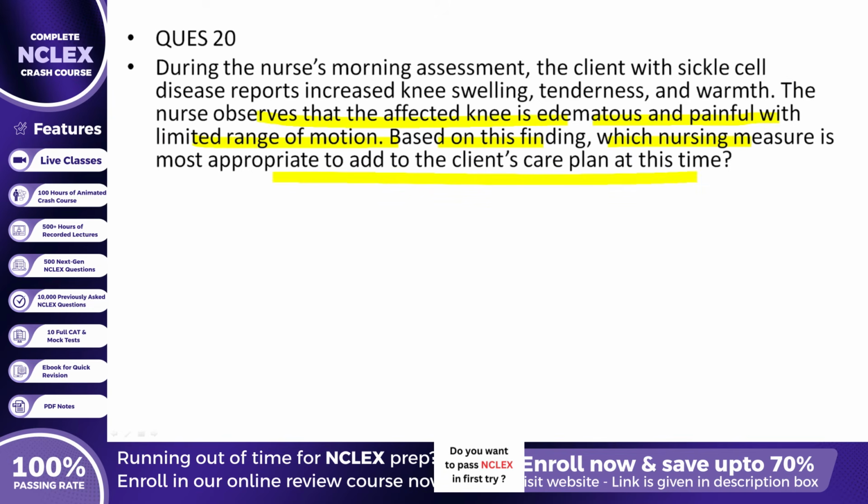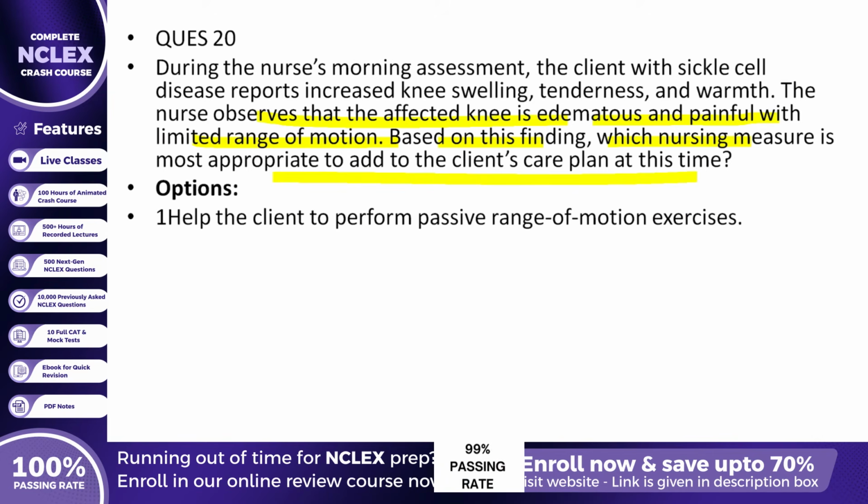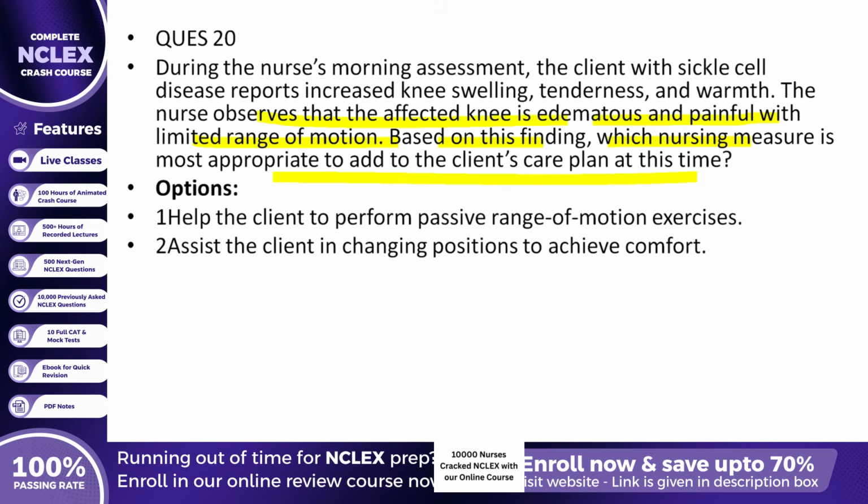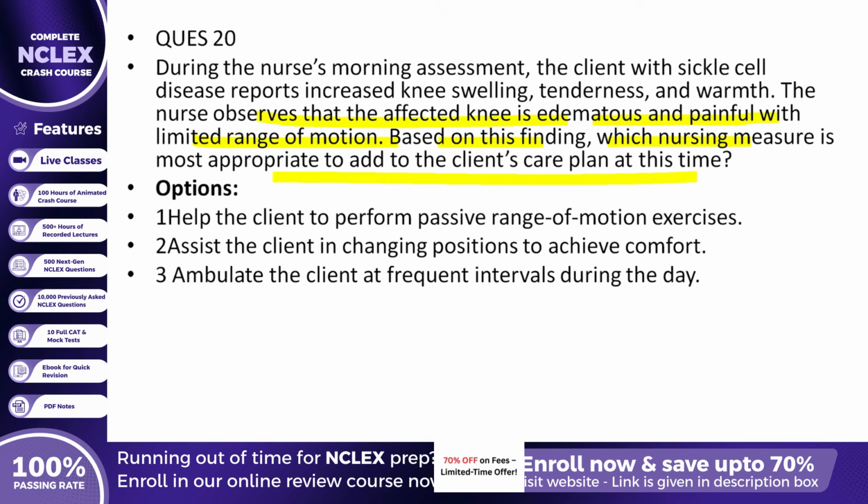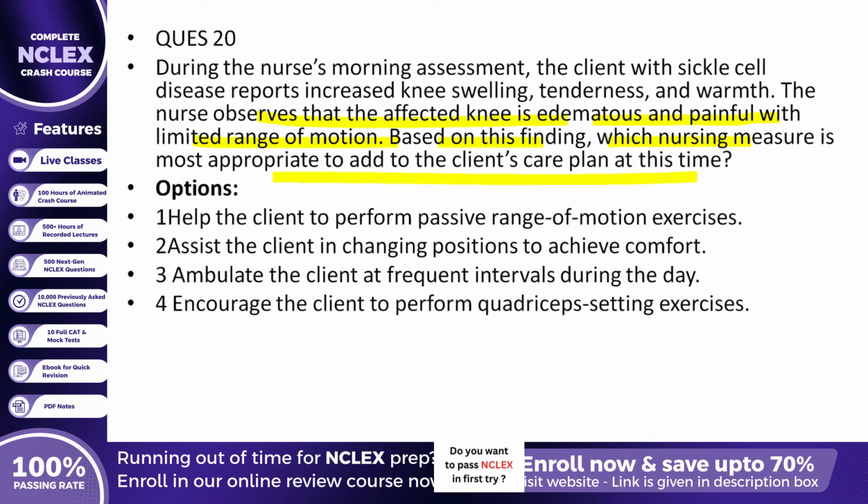The options are as follows. Option 1, help the client to perform passive range of motion exercises. Option 2, assist the client in changing positions to achieve comfort. Option 3, ambulate the client at frequent intervals during the day. And option 4, encourage the client to perform quadriceps setting exercises. The correct answer is option 2. Assist the client in changing positions to achieve comfort.